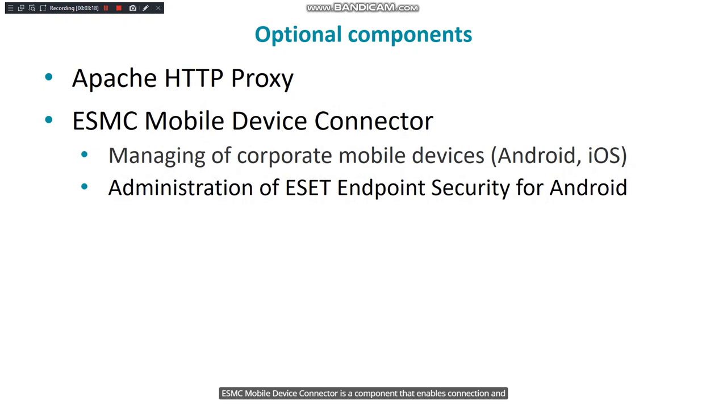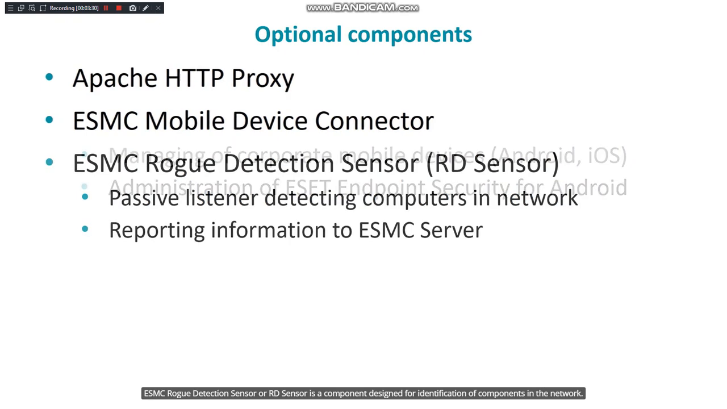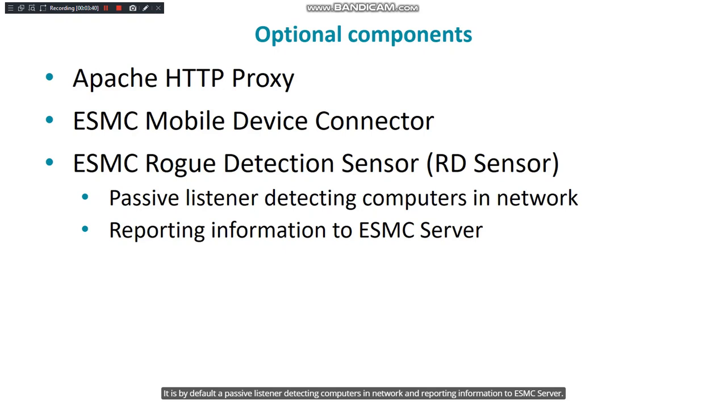ESMC Mobile Device Connector is a component that enables connection and management of mobile devices as well as administration of asset endpoint security for Android. ESMC Rogue Detection Sensor, or RD Sensor, is a component designed for identification of components in the network. It's by default a passive listener detecting computers in the network and reporting information to ESMC server.